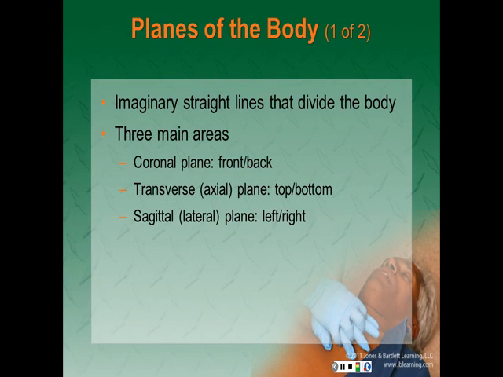The planes of the body are imaginary straight lines that divide the body into sections. The three main areas, depending on how the body is divided, are the coronal plane, which is front to back, the transverse or axial plane, which is top to bottom, and the sagittal or lateral plane, which divides into left and right.